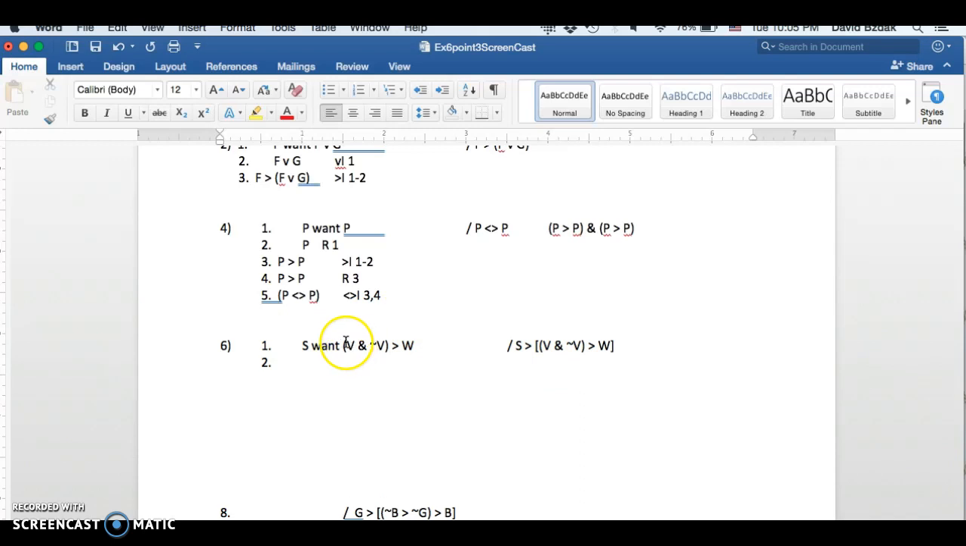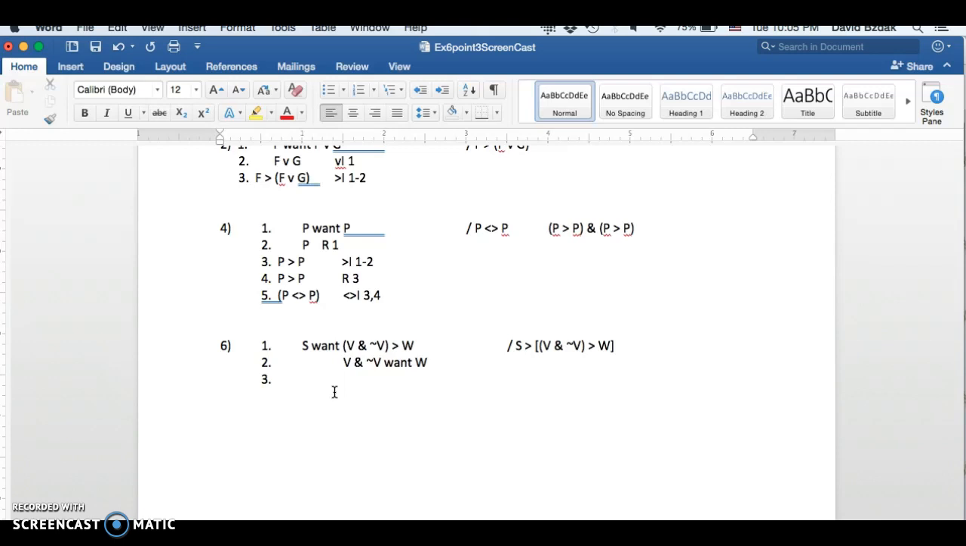But now the thing we want is also a conditional. So we can indent again. Our antecedent is V and not V, and we want W, the consequent. So now we have two assumptions. We have S up here, we have V and not V. And we want to get to W. Alright. Now notice W doesn't appear anywhere.